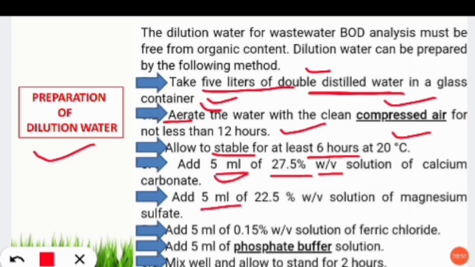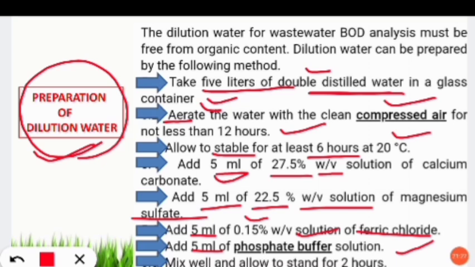Next we have to add 5 ml of 22.5% weight by volume solution of magnesium sulfate. The next step will be addition of 5 ml of 0.15% weight by volume solution of ferric chloride. Then we will add 5 ml of phosphate buffer solution, mix the whole components, and allow it to stand still for 2 hours. In this way we will be able to prepare the dilution water.